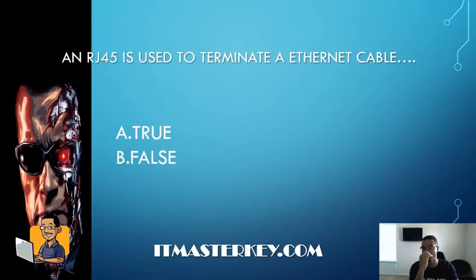All right, an RJ45 is used to terminate an Ethernet cable. Is it true or false? Terminate is just an unnecessary big word. It just means that that's what's used to end the cable, to actually make the cable functional. So it's just a little connector that you put on the end of the cable to make it plug into whatever you want it to plug into. And this statement is true.